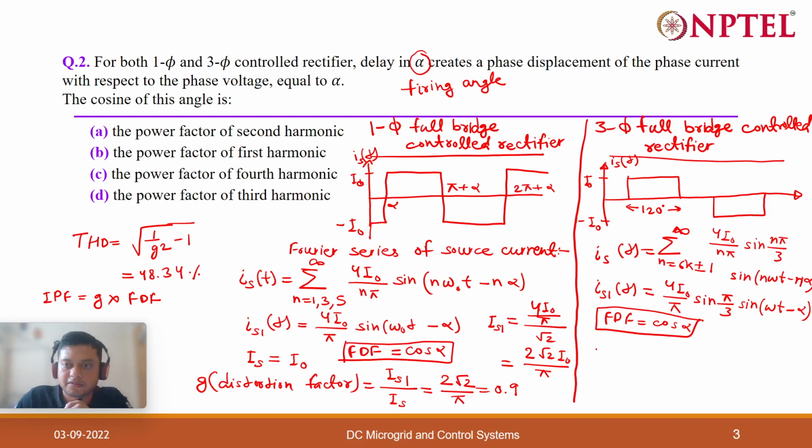And in this, if you want to find out the distortion factor, then IS1 divided by IS comes out to be 3 divided by pi. And the THD you can find from here, and the input power factor will be the distortion factor into the fundamental displacement power factor. So 3 divided by pi into cos alpha.